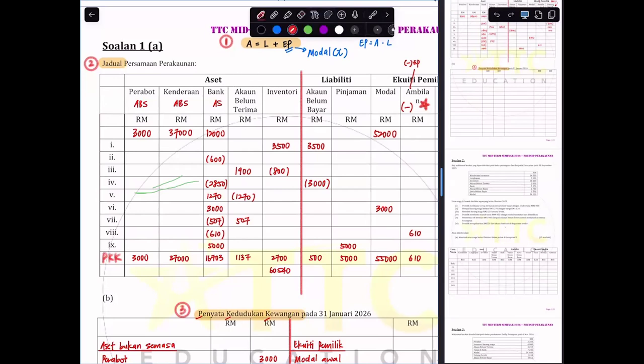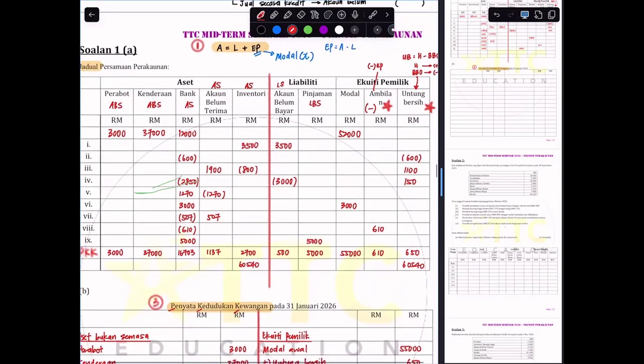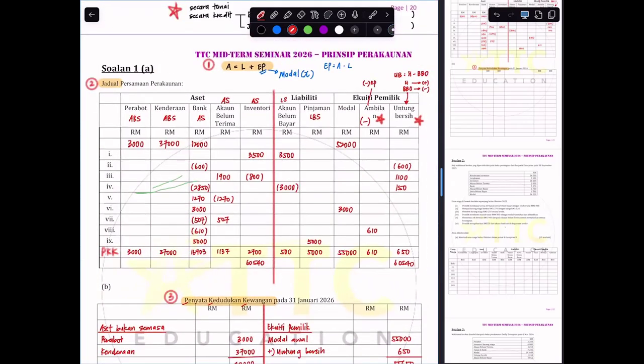Yes, it is AS. Inventory, the product that you're going to sell as soon as possible. So keep it for less than a year, AS. ABB, you buy but haven't paid, and you should pay in 1 year. Yes, LS. Pinjaman, borrow money from the bank for a huge value of money, taking more than 1 year to pay, LBS. The EP, modal, ambilan, untung per se, everything there is just EP.